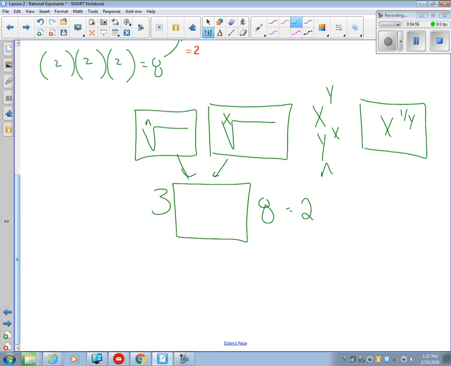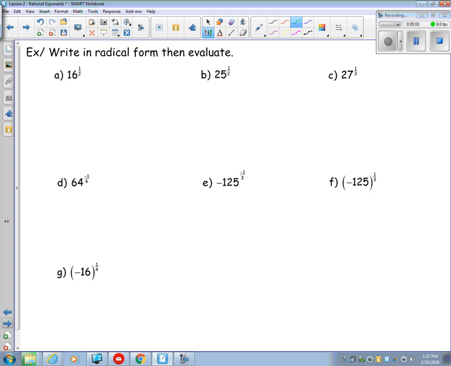Okay, just to try that out. And then we'll try some examples of how this works. We're going to write these in radical form. By that I mean I want you to write them with a square root sign before you calculate them, so we understand what's going on here.